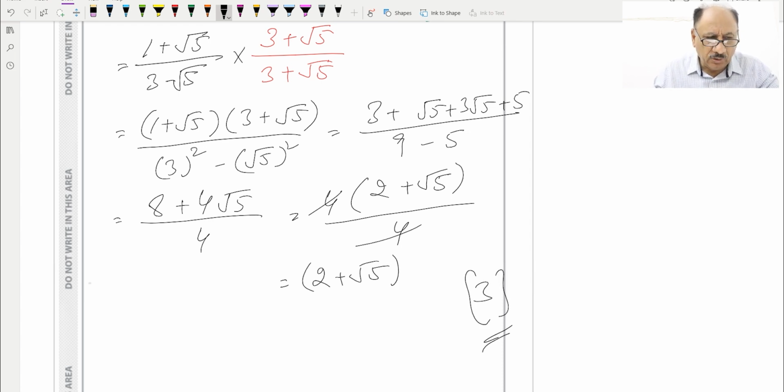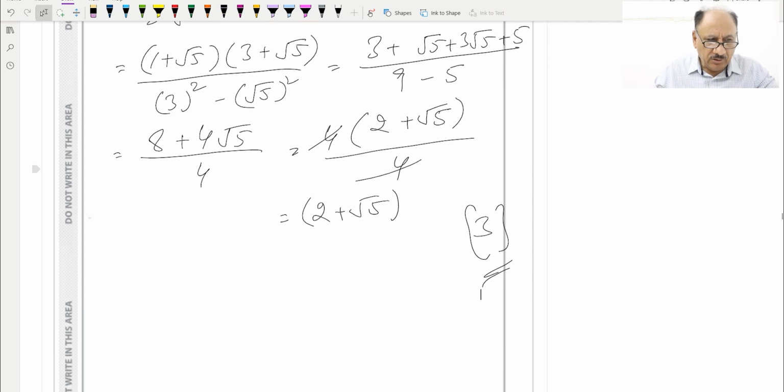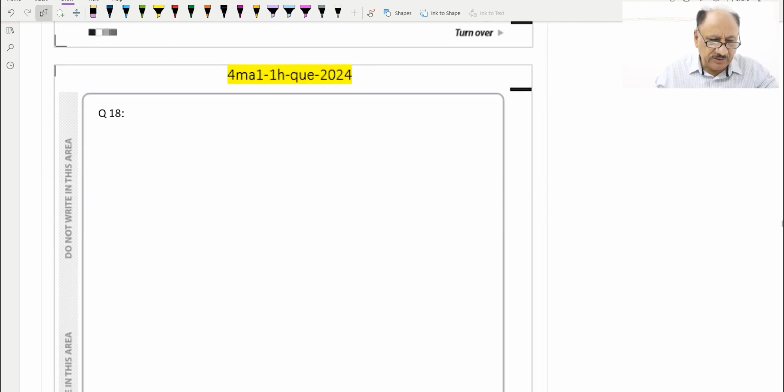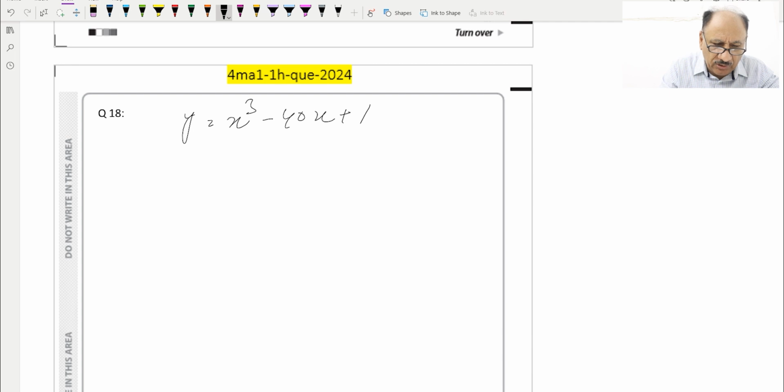Hopefully you understood this. Now question number 18 says a curve C has equation y is equal to x cube minus 40x plus 1, and find the coordinates of both the points on C at which the gradient is 8. So gradient is 8, m is equal to 8. This is what they have given us.